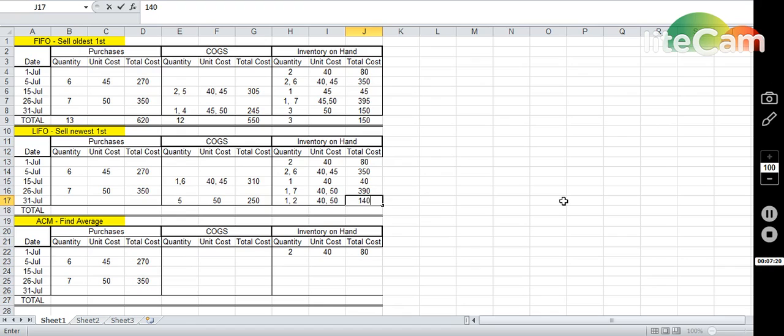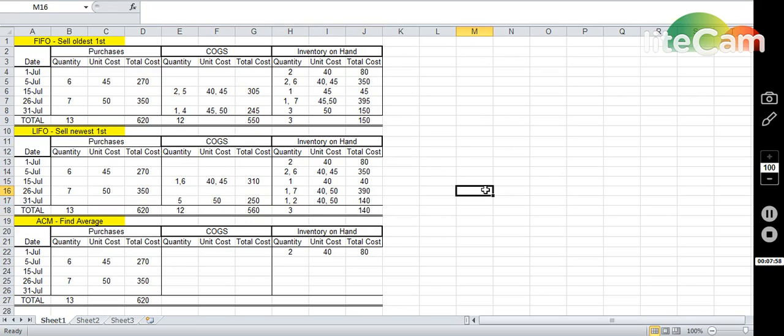So I have 140 left. Okay. So my totals for the purchases remain the same for all 3 methods. It will not change. My cost of goods sold, so I sold 7 and 5 is 12. Okay, I'm going to add these costs up. 310 and 250 is 560. And then how many do I have remaining now? So I have 3 left over that have a cost of 140.